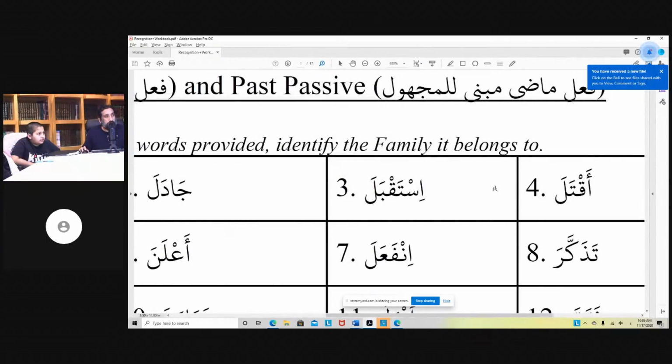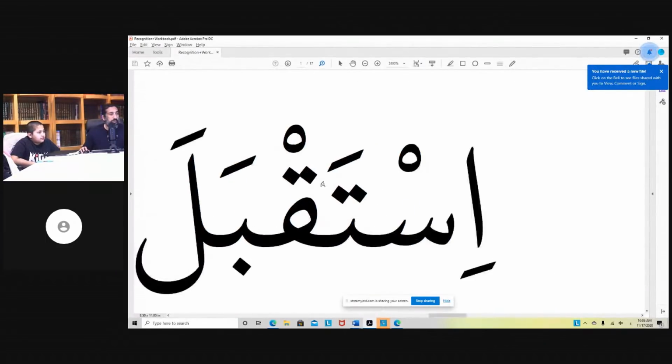Istaqbala. Yeah, istaqbala. What's the first question? Is it active or passive? Since you answered that already, why don't you help me answer it? Is it active or passive? Well, what sounds do I want for passive?